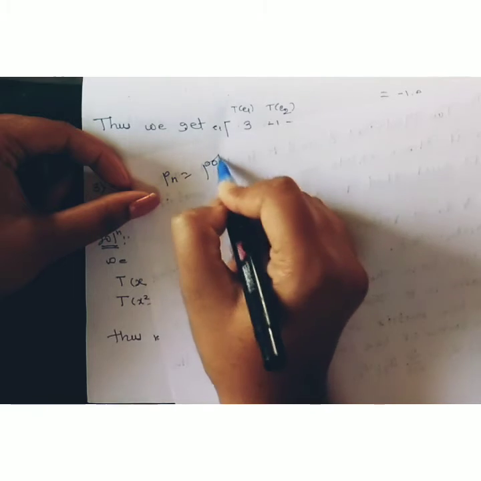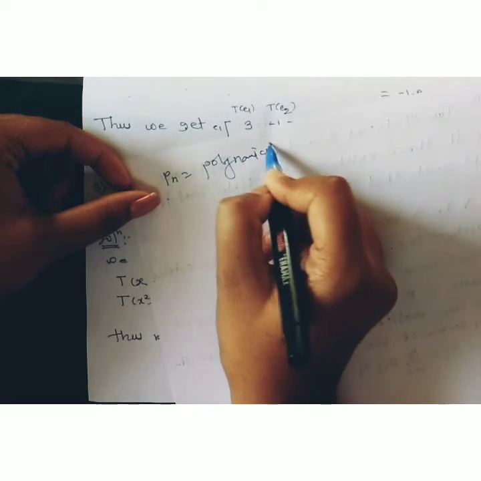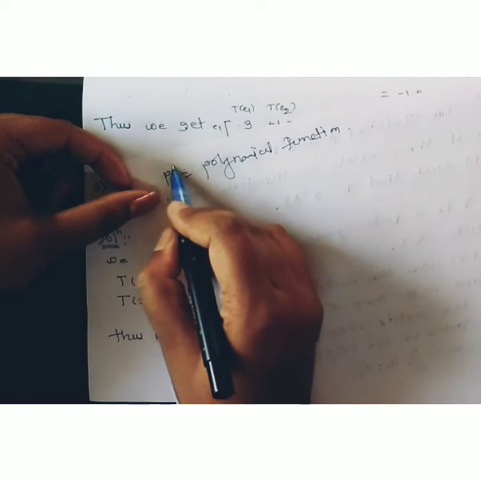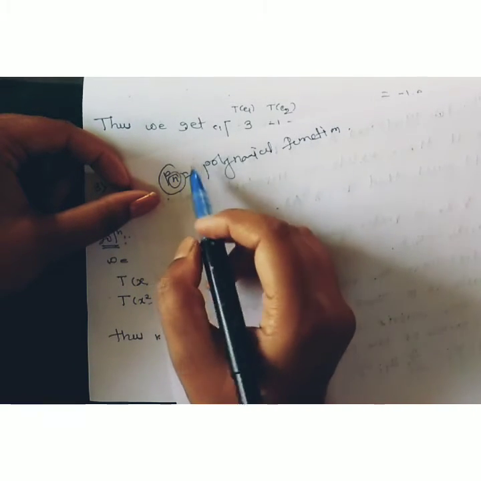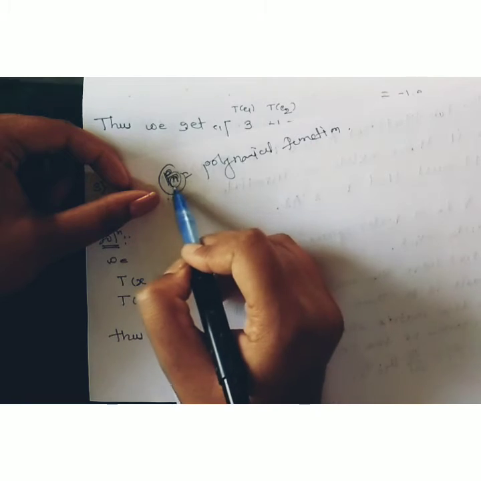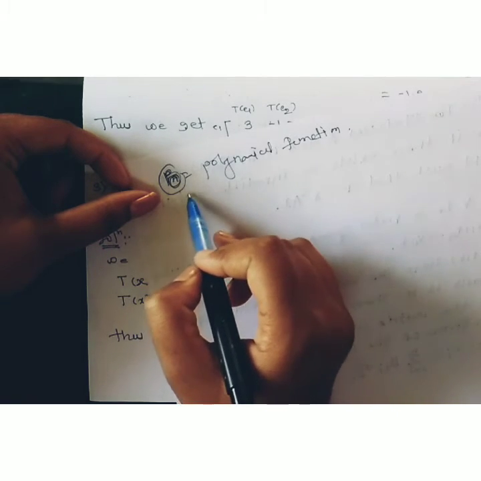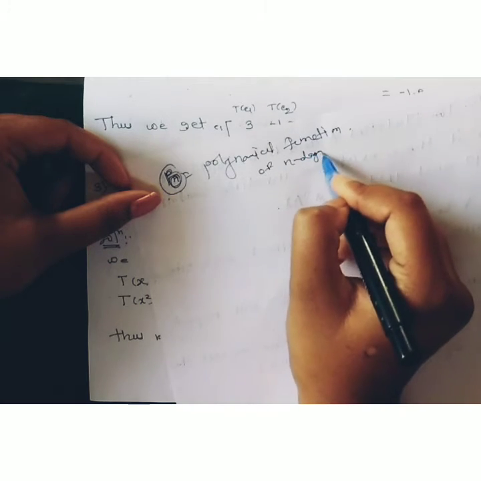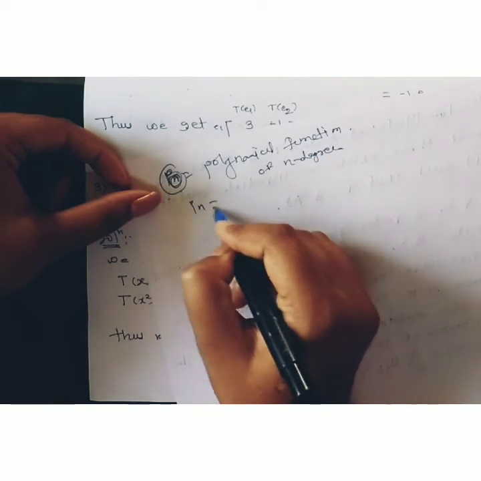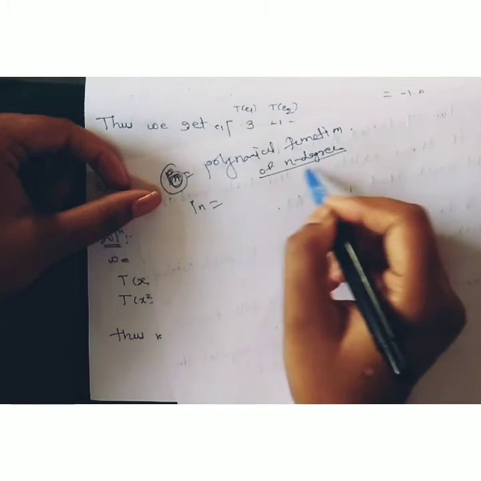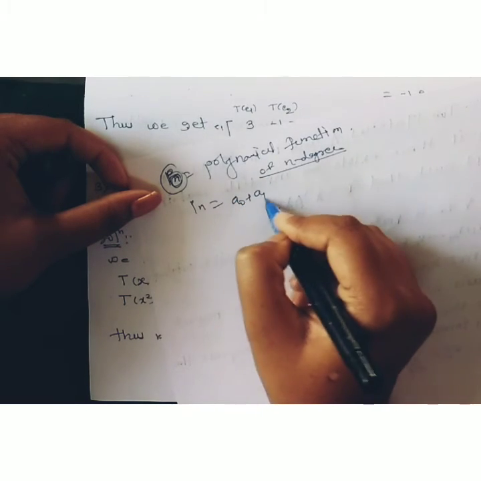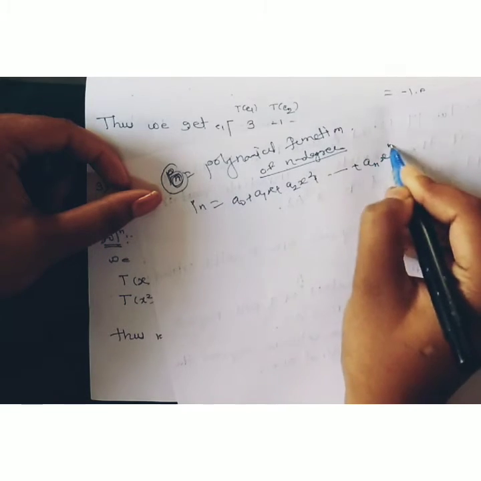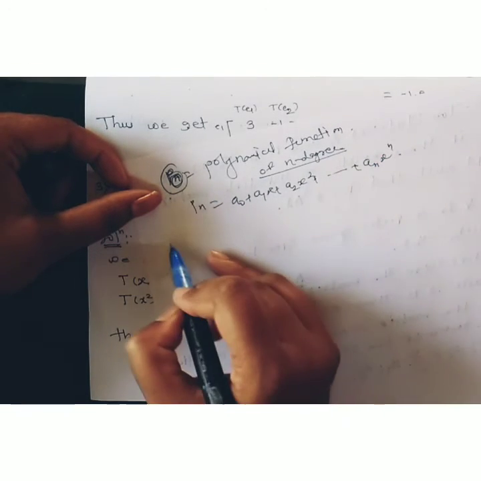P of n is nothing but the polynomial function. Okay, and here n is given means what? P of n means nothing but the polynomial function of n degree. Here Pn is given means there is a polynomial of n degree, means a0 plus a1x plus a2x square up to so on an x raised to n. Now here we have given the map.